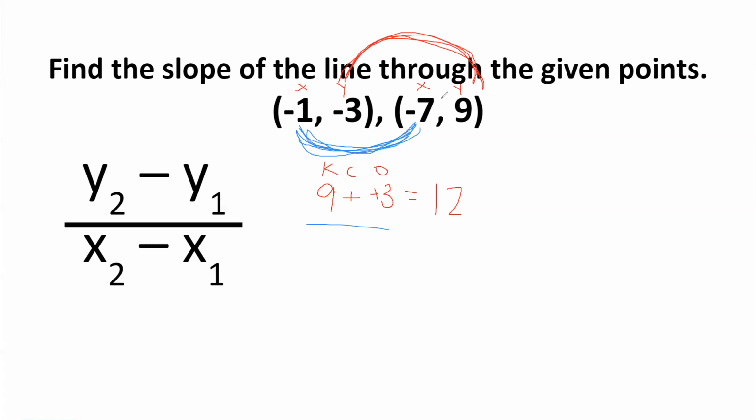So I'm going to do that on the bottom, -7 minus -1. I'm going to KCO that because I don't like that. It looks really ugly to me. So we're keeping the -7. We're changing that subtraction to addition. And the opposite of a -1 is a +1. So I have -7 plus 1. And that gives me a -6. So I've got a +12 over a -6. If I threw that into my calculator, I would figure out really quickly that it is equal to a -2. And that's going to be my answer, is -2.